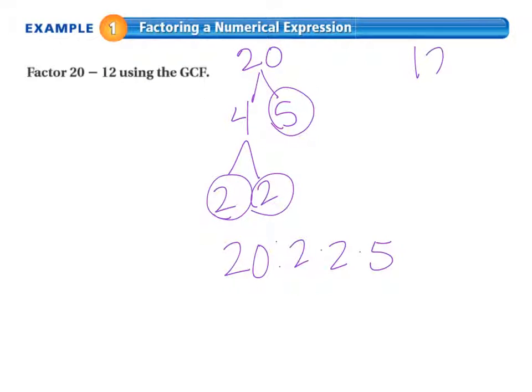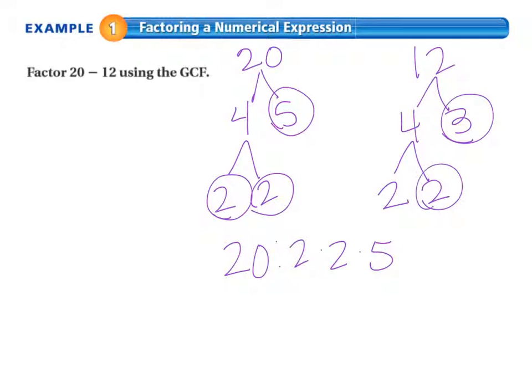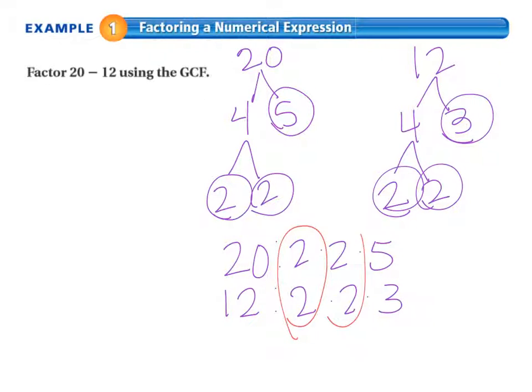Factor tree for 12, factor pairs are 4 and 3. 3 is prime, I'm going to circle. 2 and 2 for 4, circle both. Factors for 12 are 2 times 2 times 3. Then I'm going to circle the ones they have in common. So all I have are two 2's in common, so 2 times 2 is 4. That's our GCF.